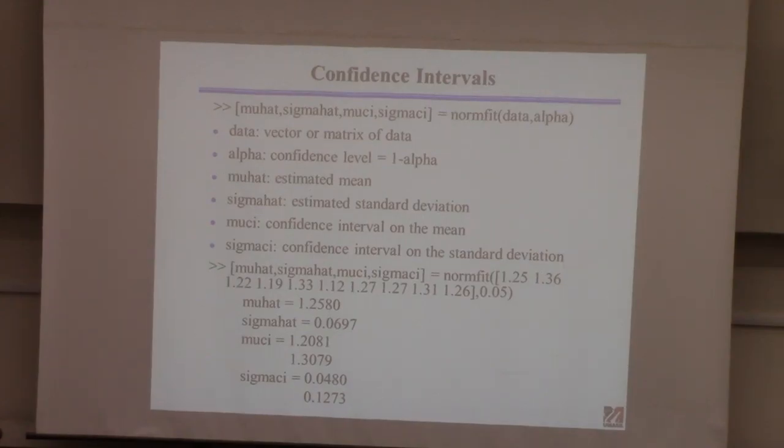Okay. The alpha one is the home page. 0.95, 0.05. When you use MATLAB, you put 0.05. That gets 95.